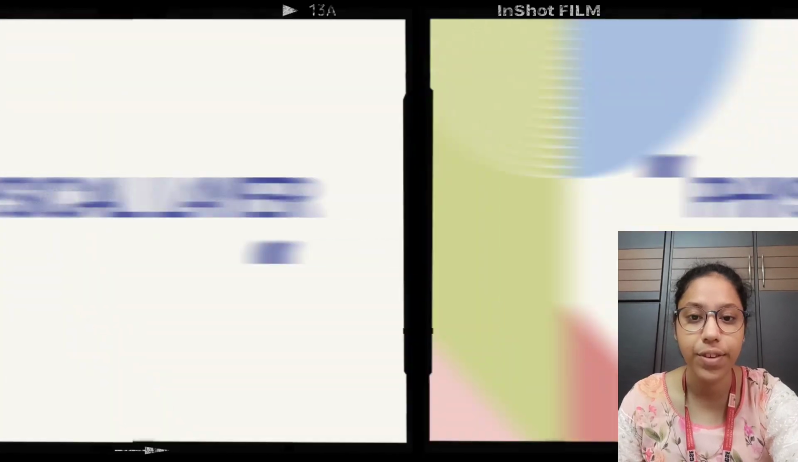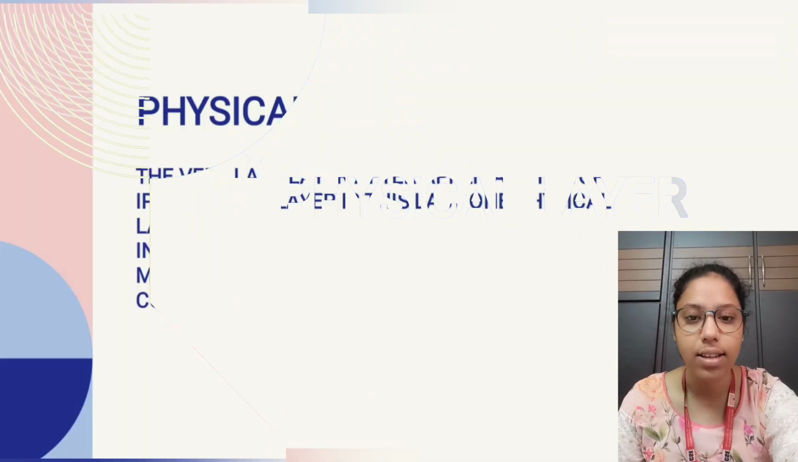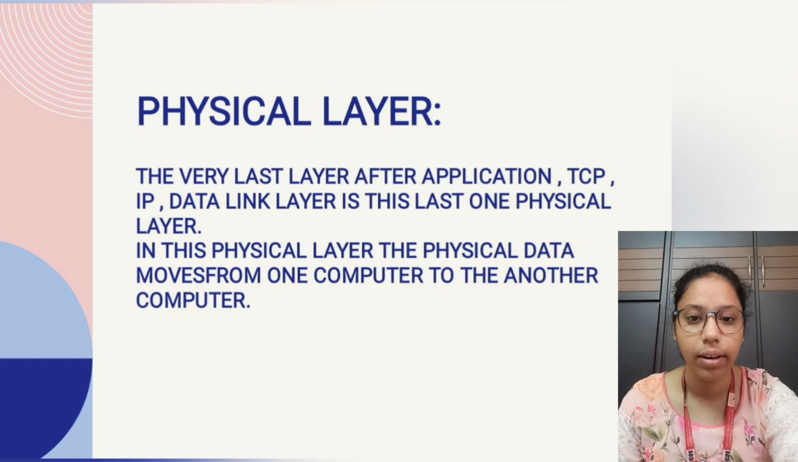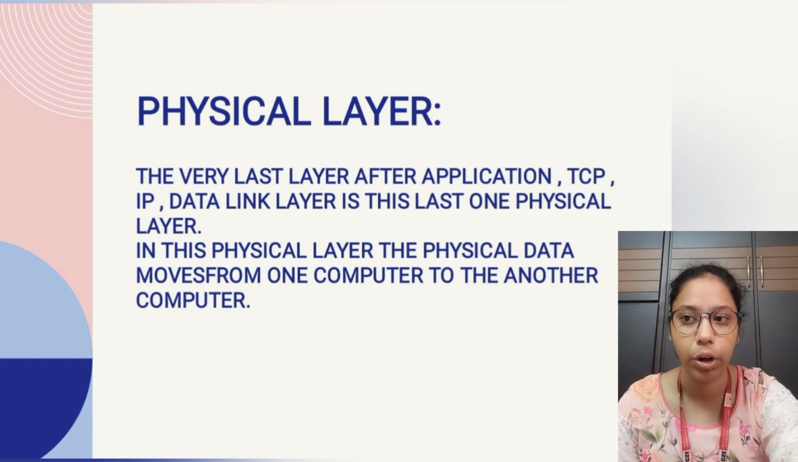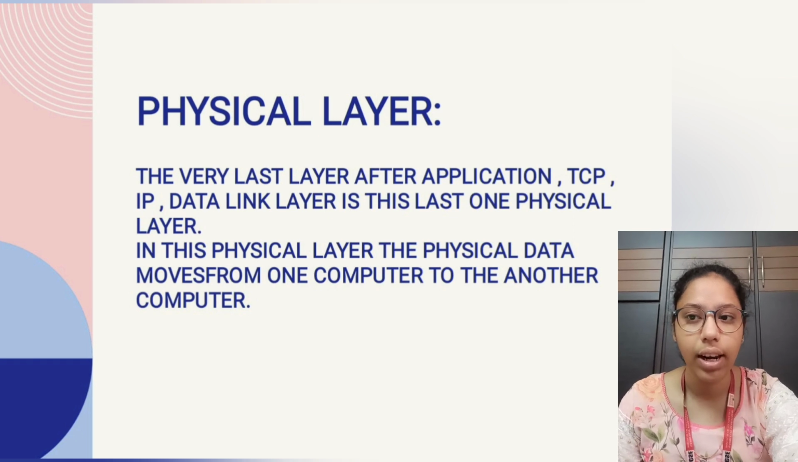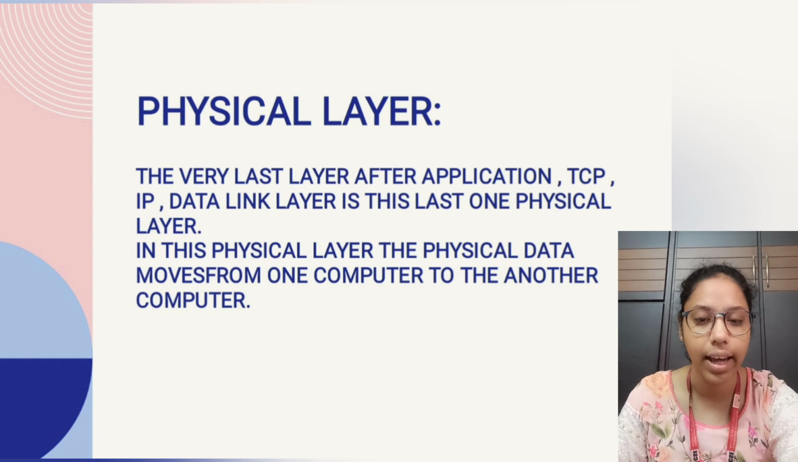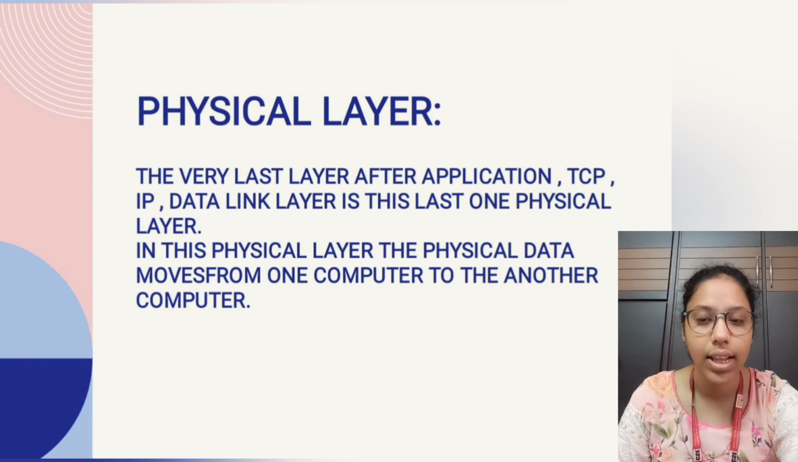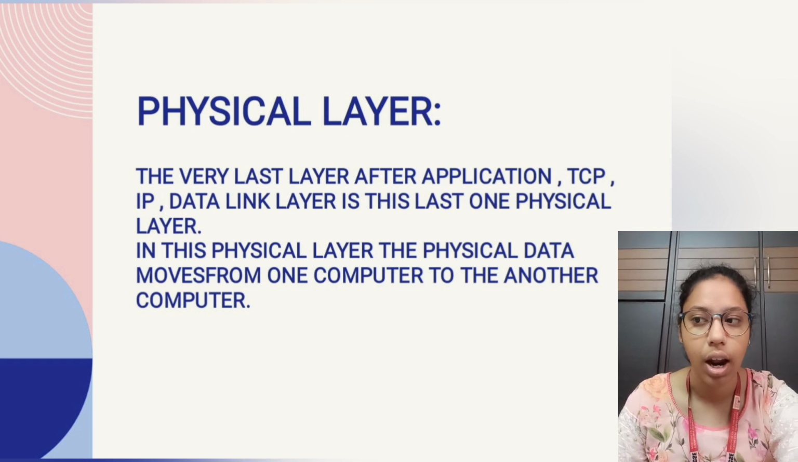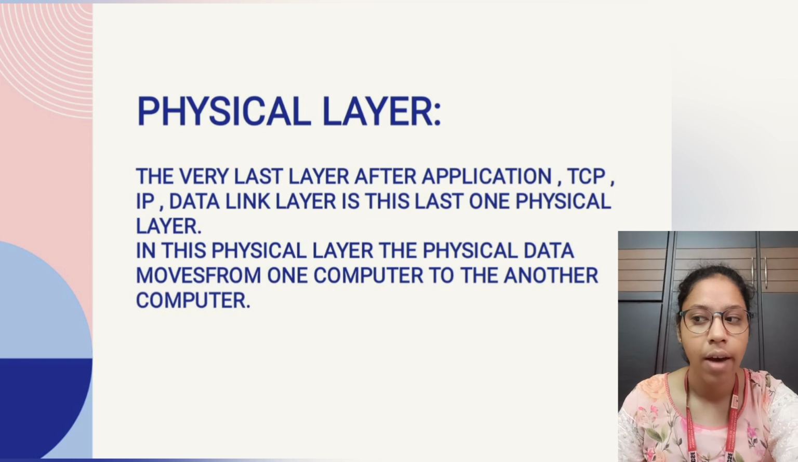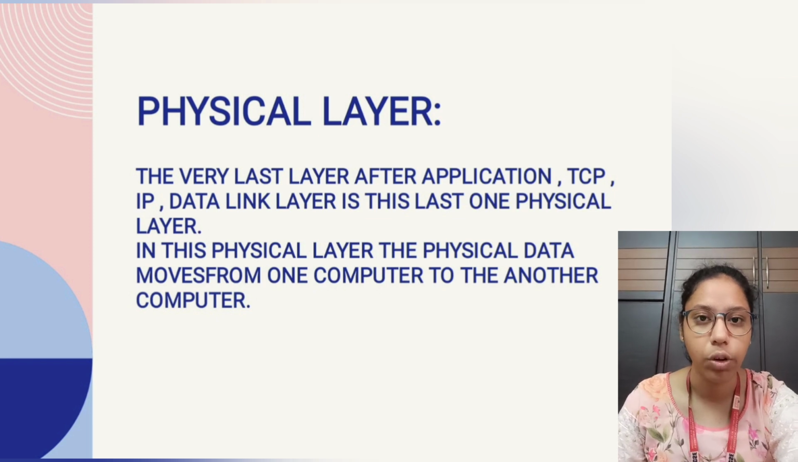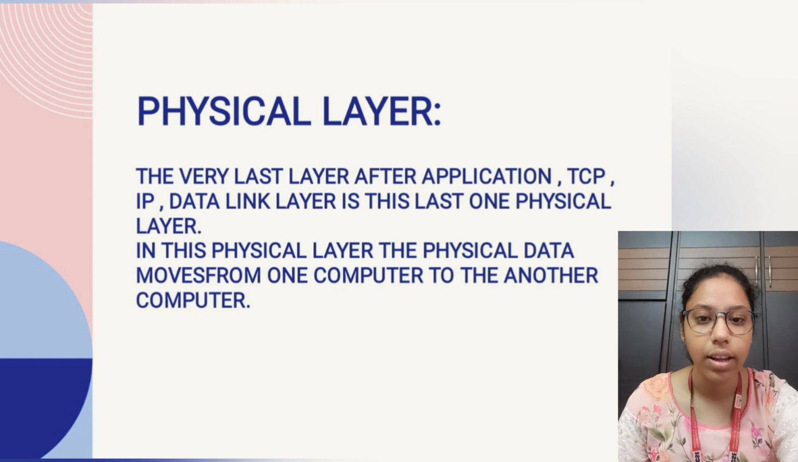The next layer is physical layer. The physical layer is the last one. After the data passes to the physical layer, the data is transferred from one computer to another computer. This is the very last layer after application layer, TCP layer, IP layer and data link layer. In this physical layer, the physical data moves from one computer to another computer, and finally the data is transferred. These are the 5 layers by using which we can transfer the data.